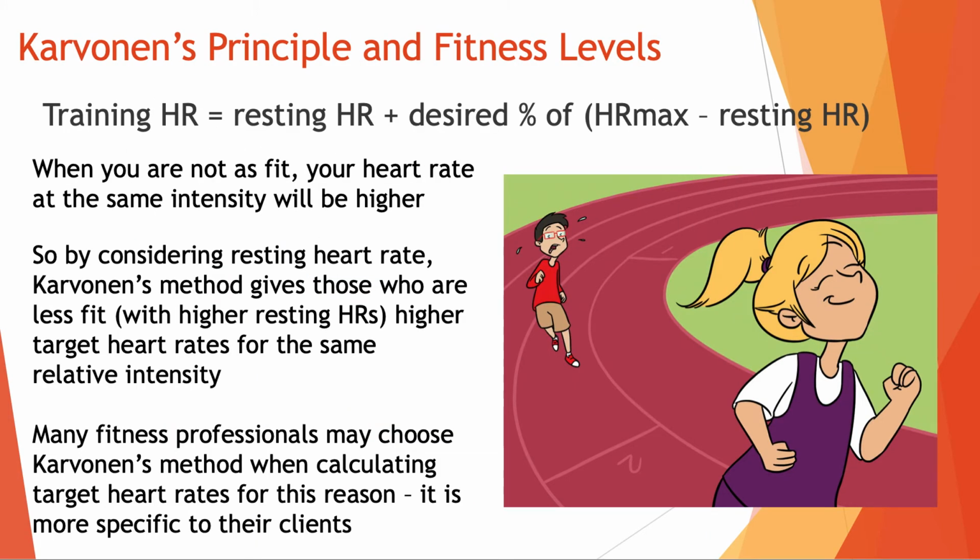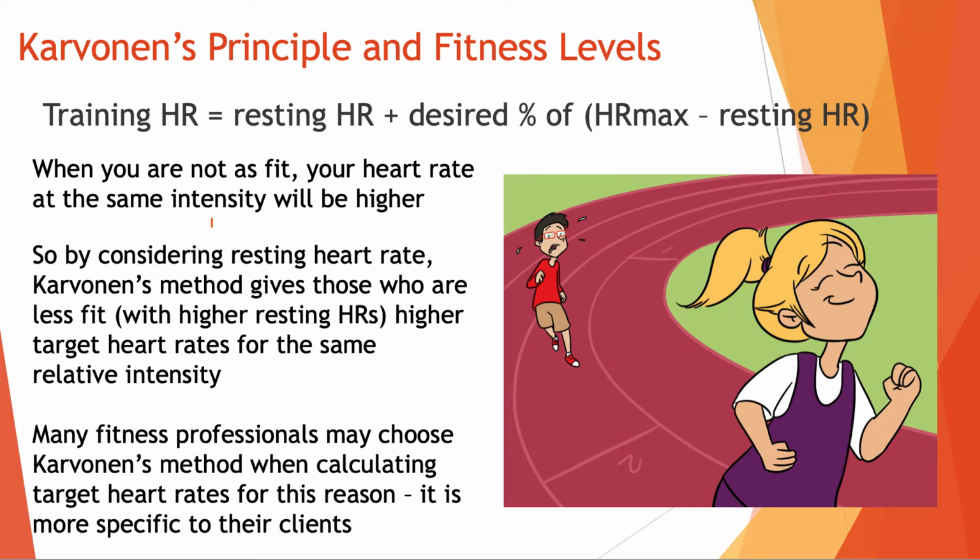So just to sum that up then, when you're not as fit, your heart rate at the same intensity will be higher. So by considering resting heart rate, Karvonen's method gives those who are less fit and therefore have higher resting heart rates, higher target heart rates for the same relative exercise intensity. Many fitness professionals therefore might choose Karvonen's method over the heart rate maximum method when calculating target heart rates for this reason. It's more specific to their clients. It takes into account the client's age, and it also takes into account the client's fitness.